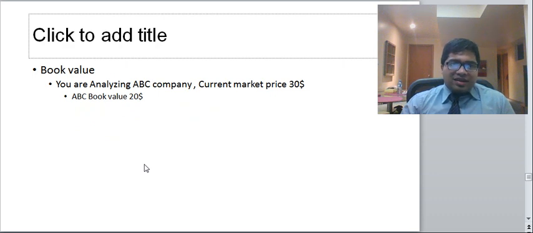So you're analyzing company ABC, the market price is 30, the book value is 20. So what does it mean? In the worst case, if the company closes down, sells all its assets and pays all its liabilities, a shareholder will still be left with $20. So $20 of your investment is safeguarded right now, and $10 is speculative.